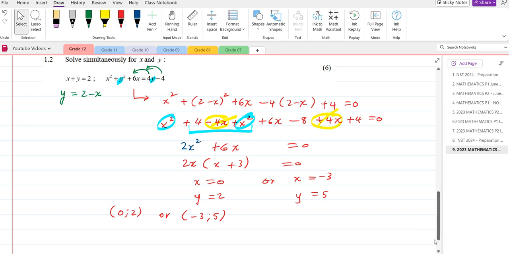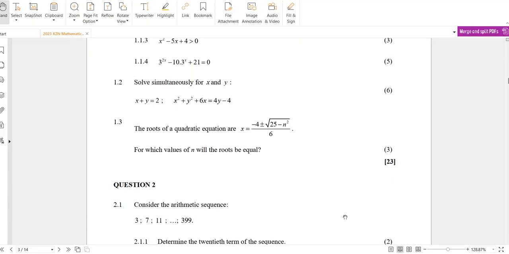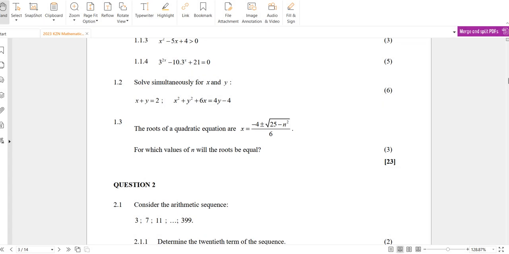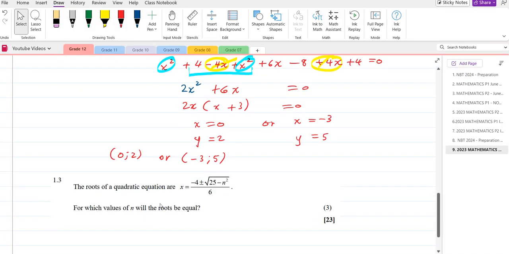So I hope you guys are understanding. Moving on to the next question. So this is the ordered pair that solves this solution. Next question, nice question, because they said the roots of the quadratic equation are. Now nature of roots, this topic is on nature of roots, right?